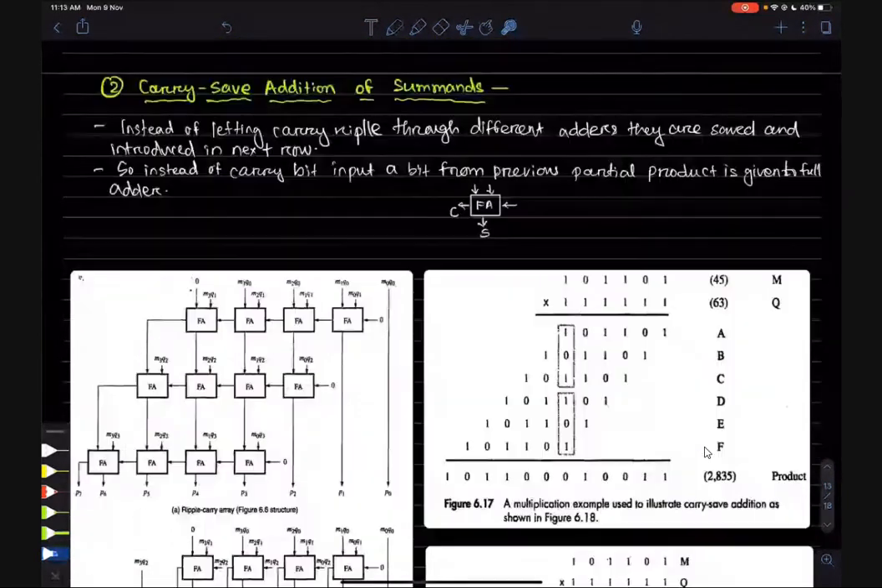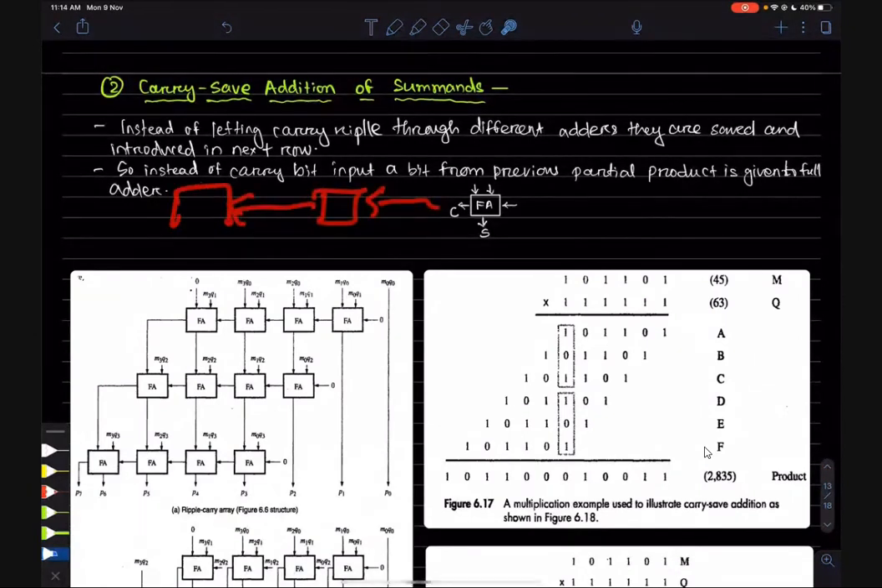So this is the concept. We are not giving the carry to the next full adder on the left side of that same row; we are saving that carry and giving it to the full adder in the next row. Okay, so let's see one example.